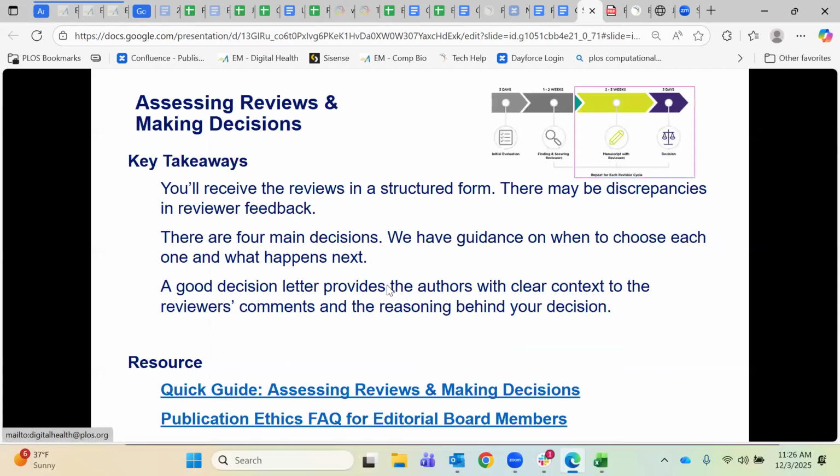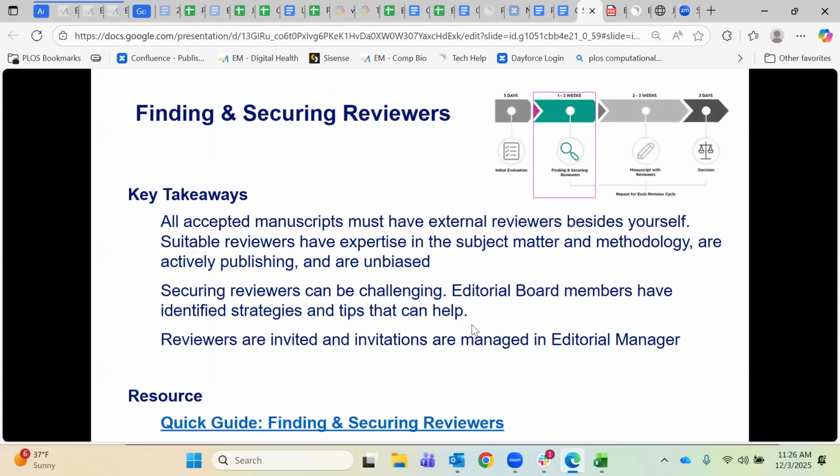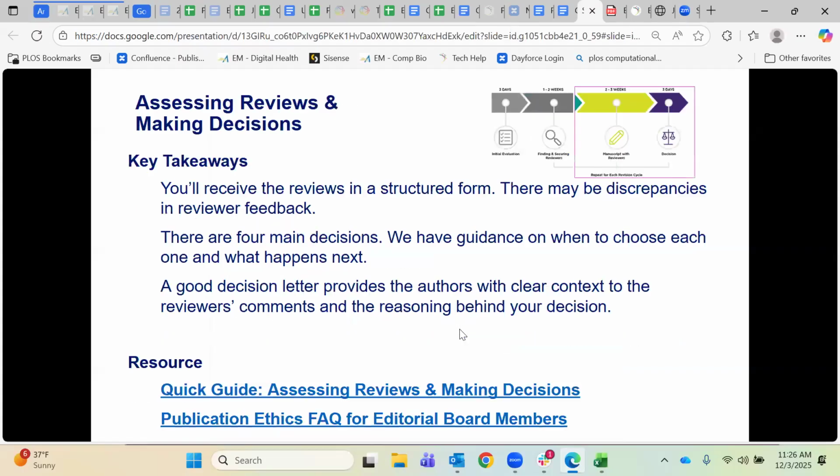So a lot to go through there, but super helpful stuff and very important to the day-to-day operations of the role. So now you have your peer reviews in, and you're trying to figure out what to do with them and how to adjudicate them. Adjudicating the reviews is the key component of your role.